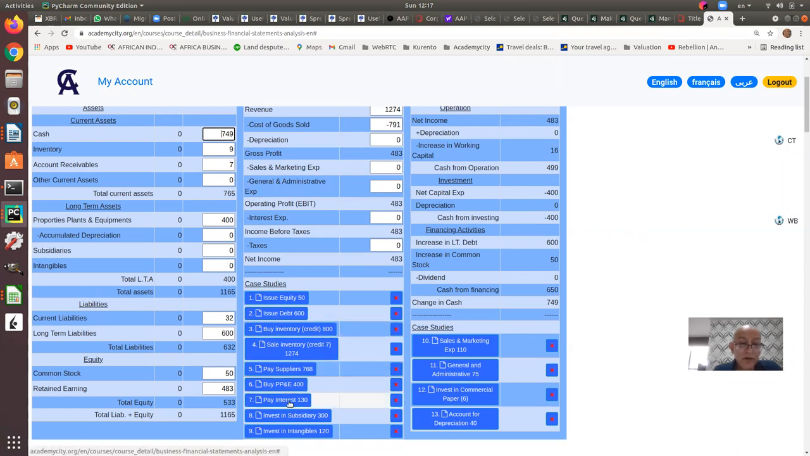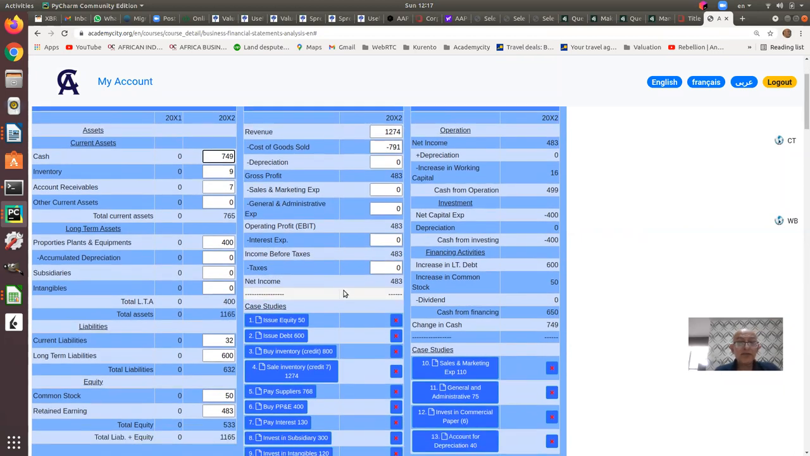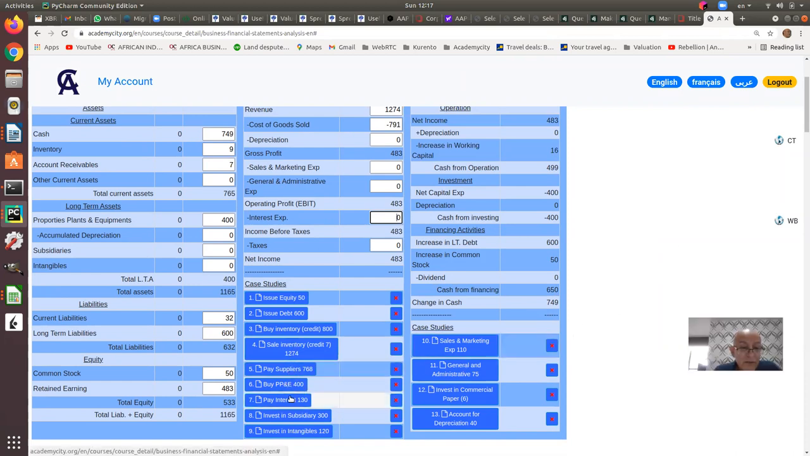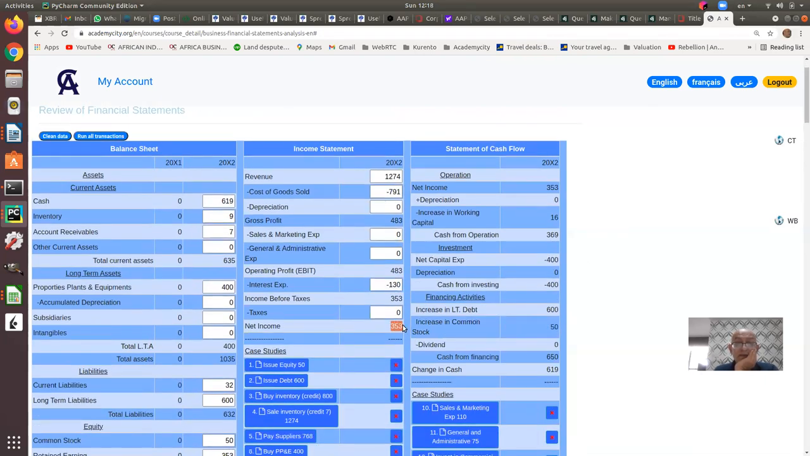Let's look at the next one. Pay interest. Remember, I'm paying money to the bank because I got a loan from them. It's going to reduce my net income. Remember from last time, it's going to reduce my cash and it's going to reduce my profit. So let's see what happened, and then we understand how it affects the statement of cash flow. Let's click on it. Pay interest, yes, indeed. You see, minus 130. My profit went down, only 353.